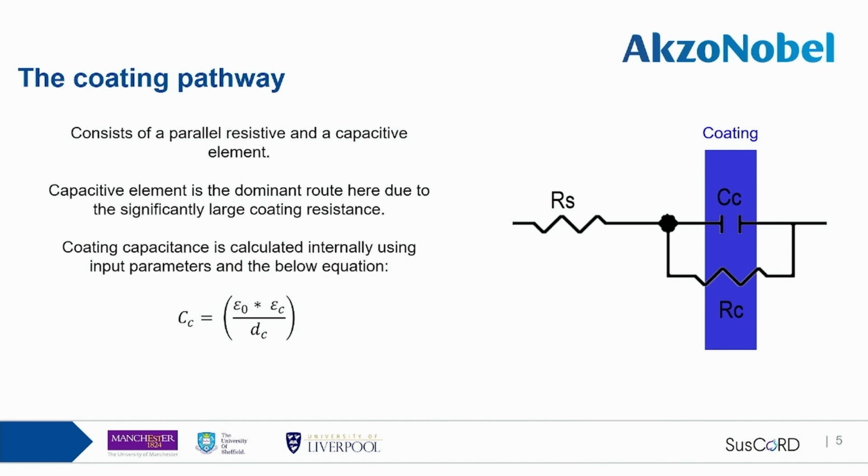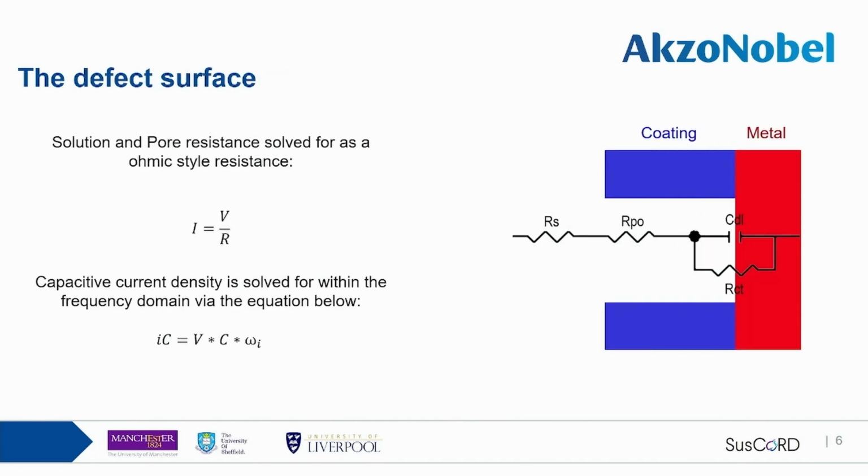The resistance of the coating in this case being so overwhelmingly large that we often don't really consider it. It's often giga, tera ohms, so it's very often not active. The capacitance, however, is the primary method of current transfer across the coating itself. The second pathway is the defect surface. Now, the previously mentioned solution resistance, much like the pore resistance in this case, is being solved for as an ohmic IR resistance.